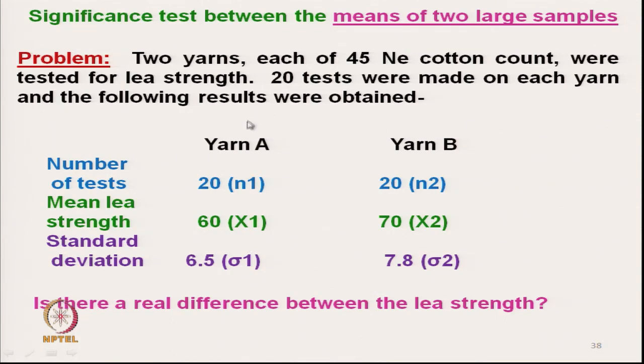Now, suppose this yarn A is offered at a slightly cheaper price. If the prices were the same, we would definitely go with yarn B, but when yarn A offers us some discount, then we have to take a decision. At the same time, it is said that we cannot compromise our strength. Okay. Now, what do we have to do?